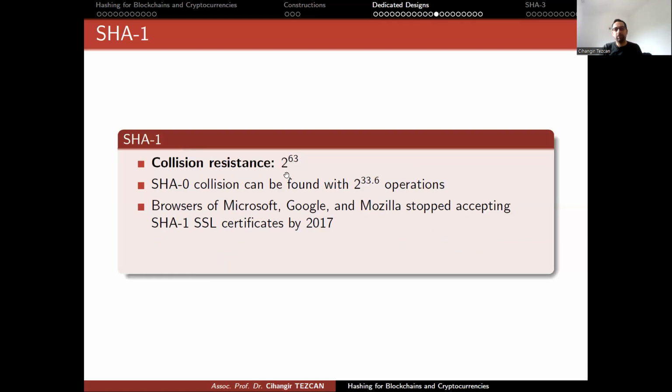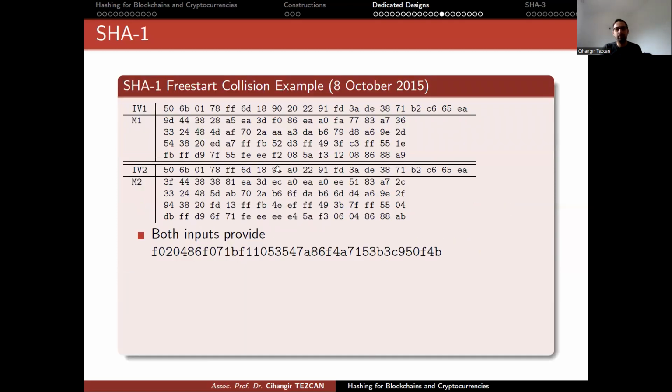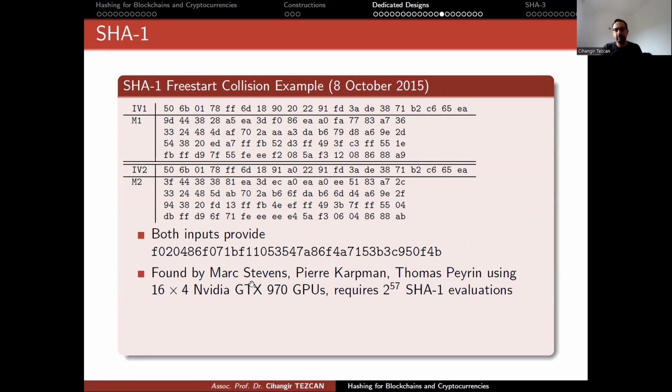I told you that theoretically we could find collisions years ago, but practically we couldn't because we didn't have the computational power. But Mark Stevens did the following. He and his team had 64 GPUs, GTX 970, and they performed 2 to the 57 SHA1 evaluations and obtained the collision as follows. So this is message 1, this is message 2. Both of them had the same output.